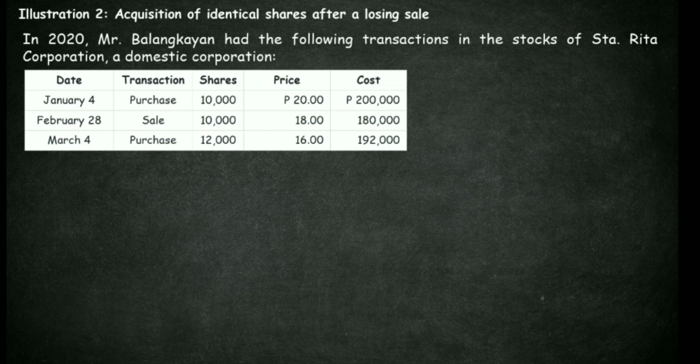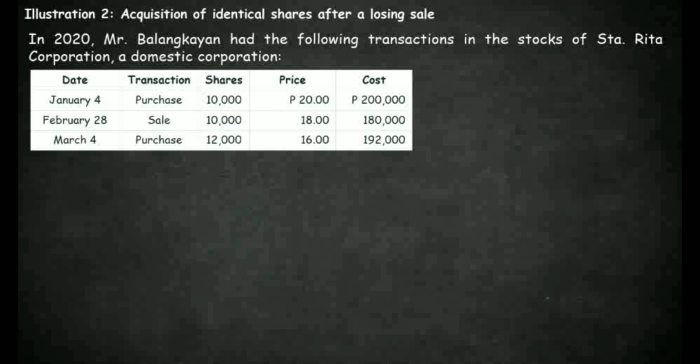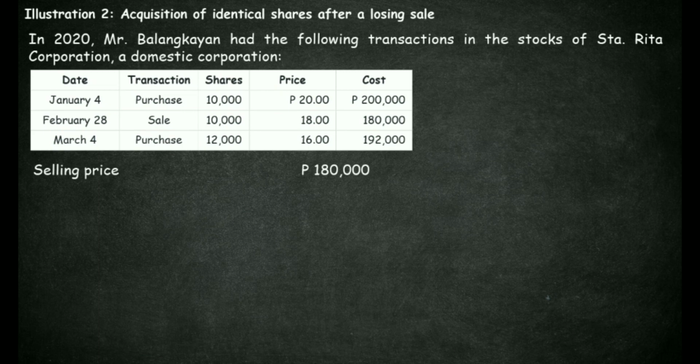And then, on February 28, there was a sale of 10,000 shares. The selling price per share was 18 pesos, so the total selling price is 180,000. Lastly, on March 4, a purchase of 12,000 shares at 16 pesos per share, so the total cost is 192,000 pesos. Okay, first let's determine if there is a capital gain or capital loss from the sale made on February 28, 2020. The selling price is 180,000 pesos, and then we're going to less the cost of the shares sold, which is 200,000 pesos.